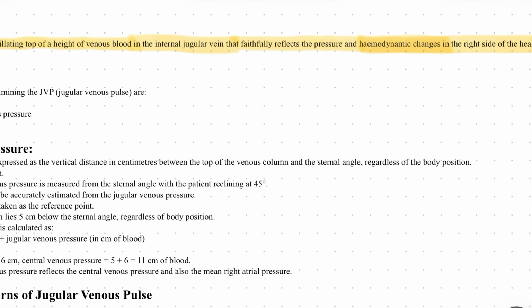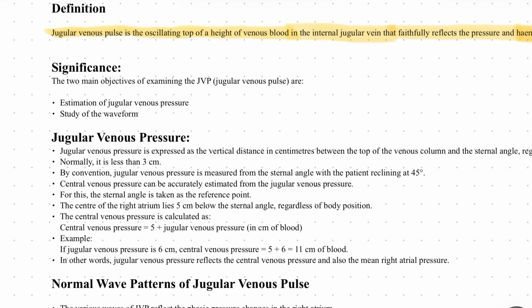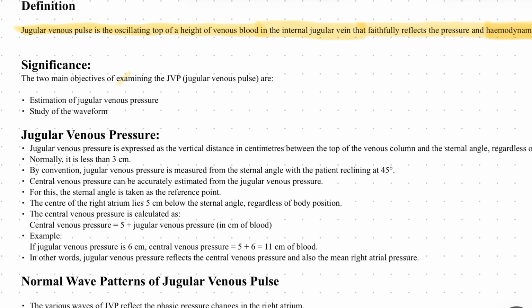The two main objectives of examining the JVP are estimation of jugular venous pressure, as I said, and study of the waveform. These two are important parts under the JVP topic and you need to know them. It is a 5 marker, and the abnormalities are separately a 3 marker, and a very important topic even for your PYQs.